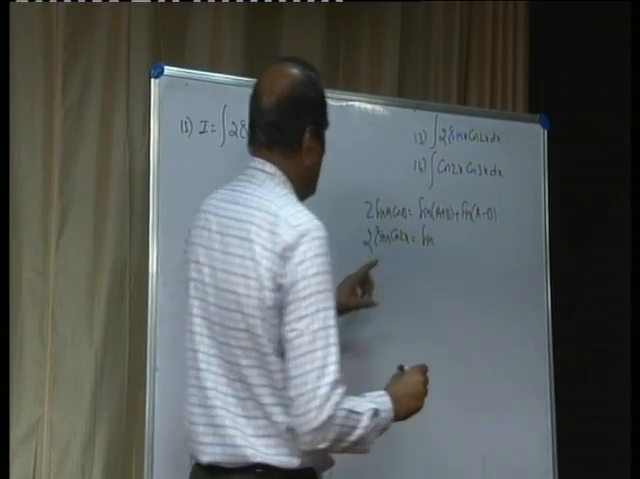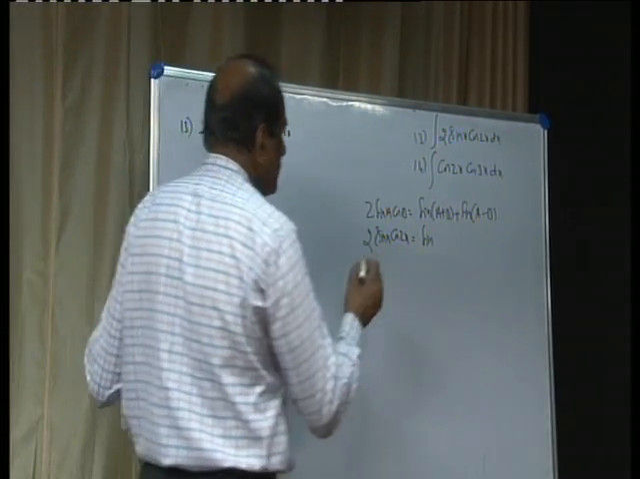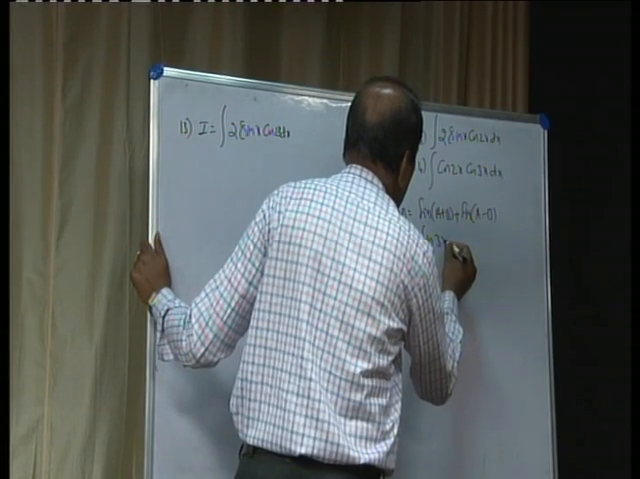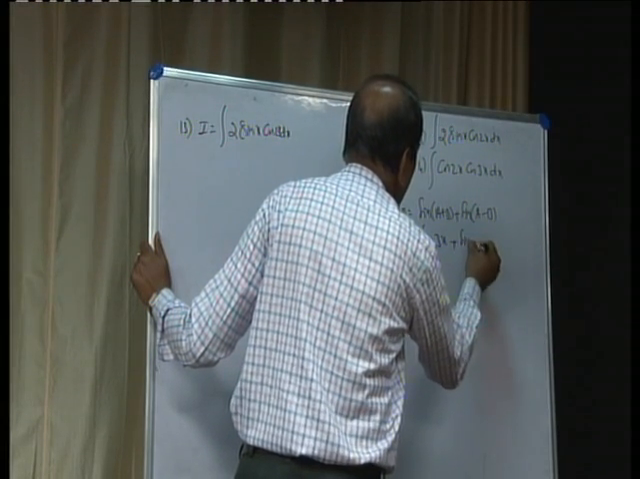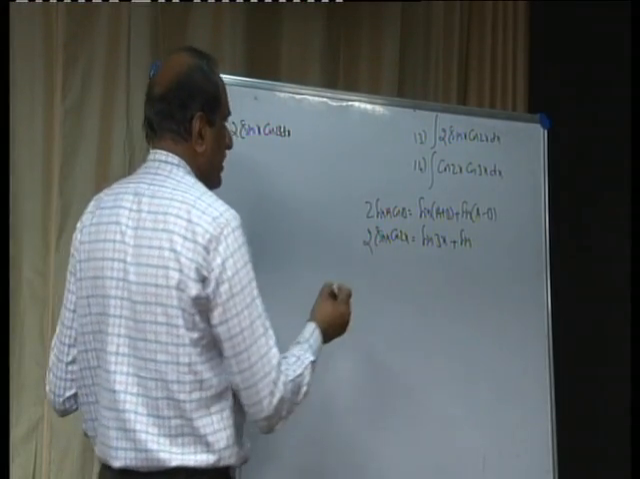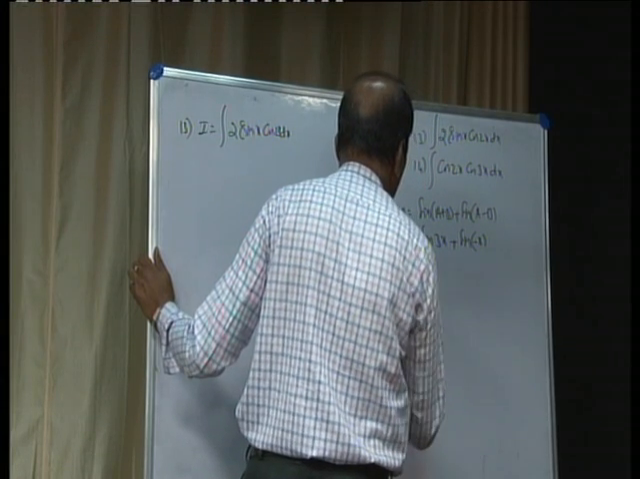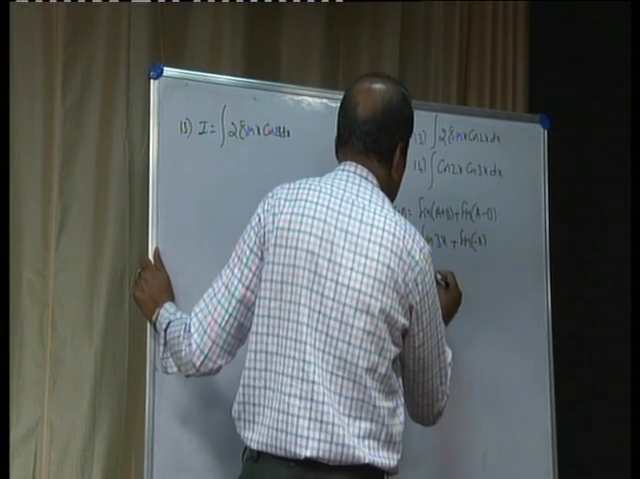Now see here, 2 sin x cos 2x is equal to sin of a plus b, where a is x and b is 2x. a plus b is x plus 2x, which is 3x, plus sin of a minus b. x minus 2x is minus x, so sin of minus x. So which is equal to sin 3x.